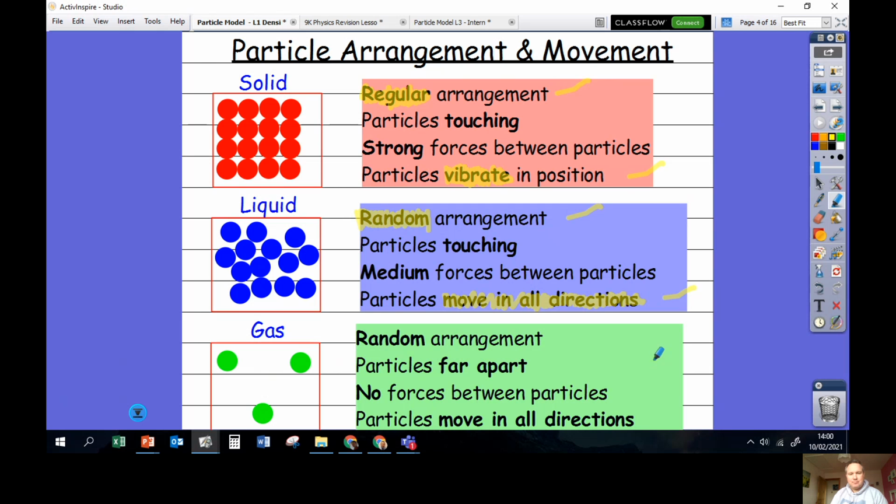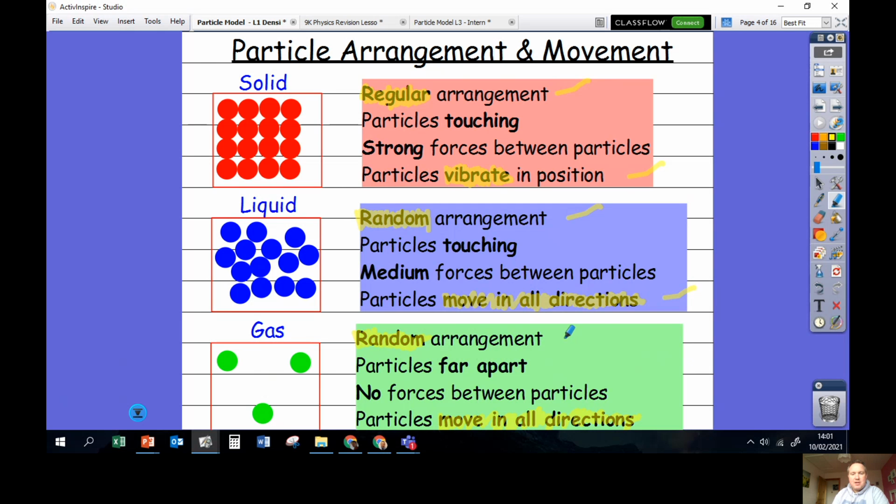Finally, a gas. In a gas, the particles are in a random arrangement. The particles can be in any position. They are very far apart, and there are no forces pulling the particles back towards their neighbors. In a gas, the particles are moving around in all directions all the time, a bit like a swarm of bees flying around in all directions.